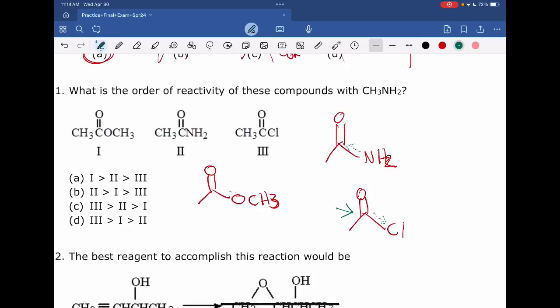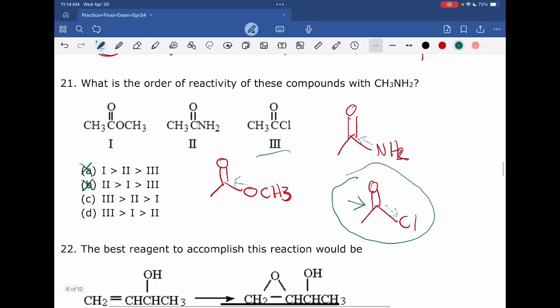So N2 is overall gonna donate, and NO is also gonna donate. So the acid chloride is going to be the most reactive one. So it should be 3, which should be the first one. So A is out and B is out, just between C and D.